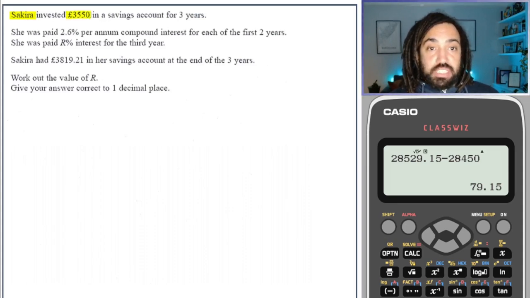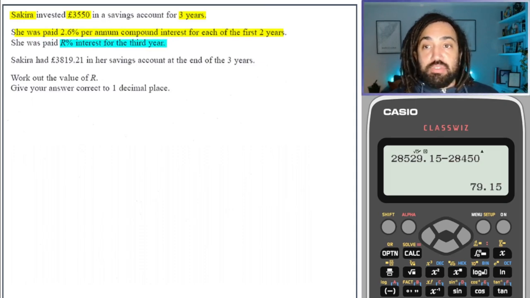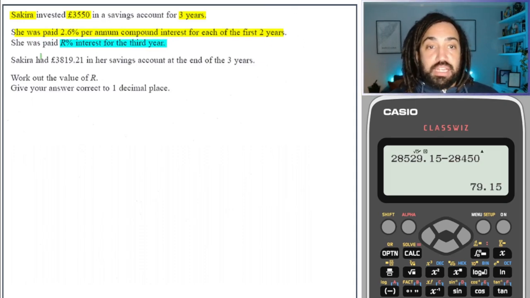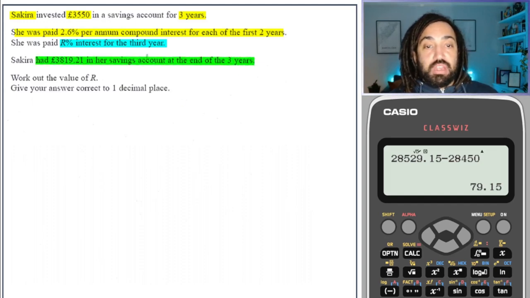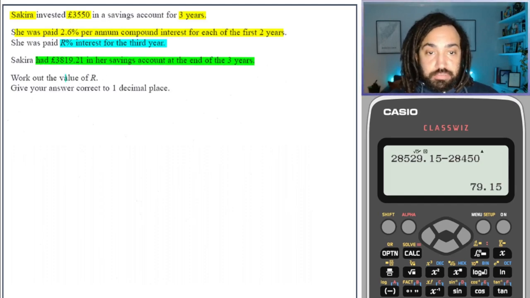Sakira invested this amount of money, $3,550, for 3 years. She was paid 2.6% compound interest for the first 2, and then an unknown amount for the final third. And then we've got the final amount of money here in her savings account at the end. Work out the value of R. Okay, so let's set up an equation.